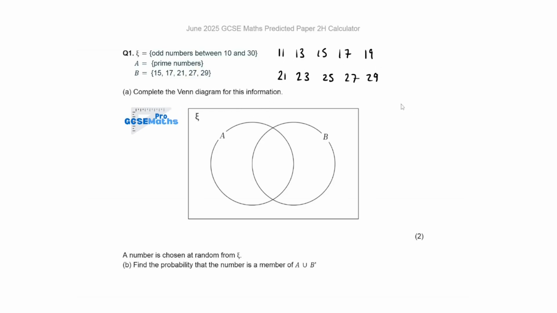So normally I just go through in order and say, right, 11, it's a prime number, so that will go in A. And then cross it off. 13, also a prime number in A. Now 15 is in B, but it's not a prime number, so just B. 17 is both a prime number and in B. 19 is just a prime number. 21 is not a prime number, but it's in B. 23 is a prime number. 25 is not a prime number and it's also not in B, so that one would have to go on the outside. 27 is just in B, and finally 29 is prime and in B. So now I've got all of the odd numbers between 10 and 30.